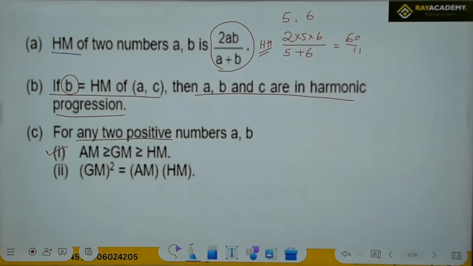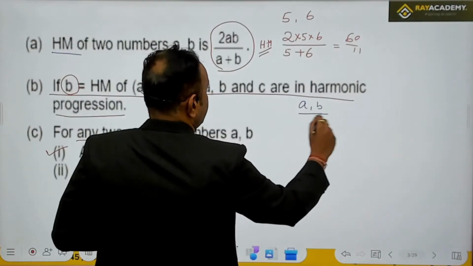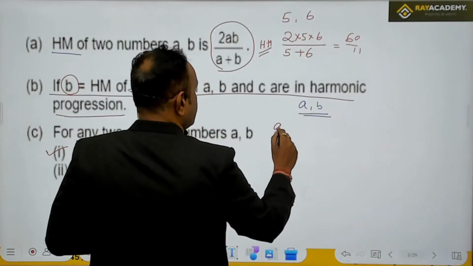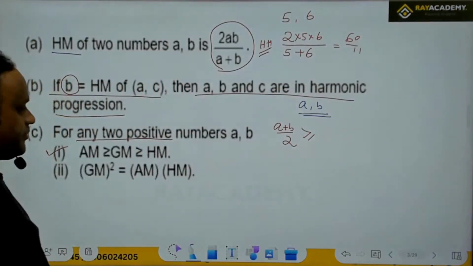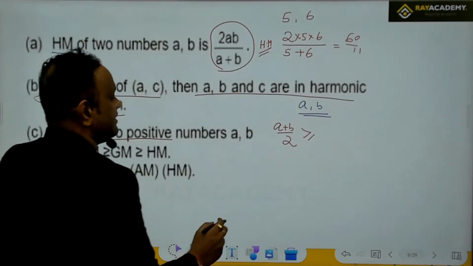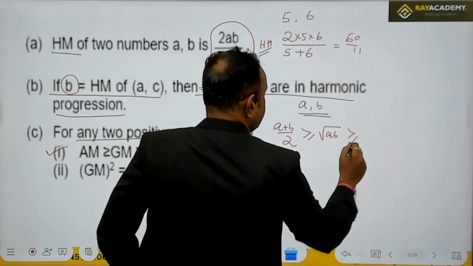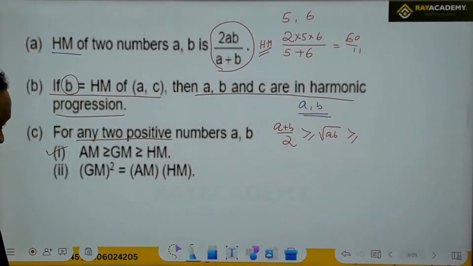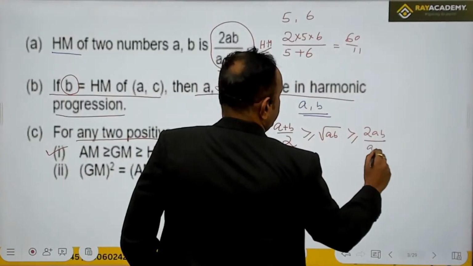Arithmetic mean should be greater than or equal to geometric mean, which should be greater than or equal to harmonic mean. If there are two numbers, arithmetic mean is A plus B by 2. This should be greater than or equal to geometric mean. Geometric mean, if there are two numbers, is square root of AB, and this should be greater than or equal to harmonic mean. Harmonic mean of two numbers is 2AB by A plus B.